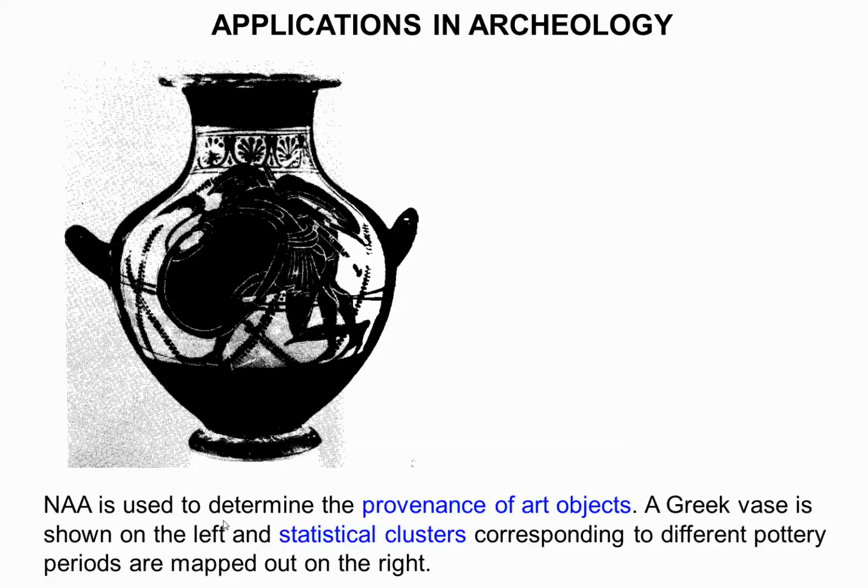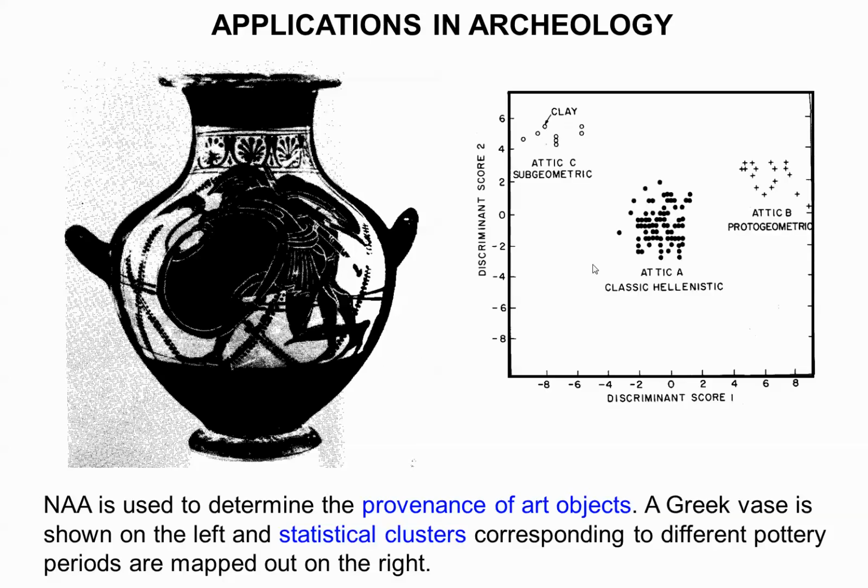Another application in archaeology. NAA was used to determine the provenance of art objects. In other words, where did they come from? A Greek vase shown here, and some statistical clusters.